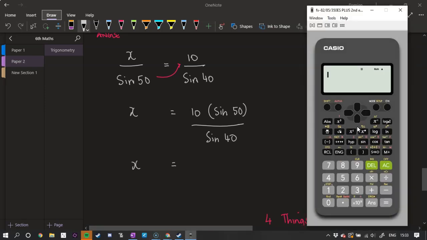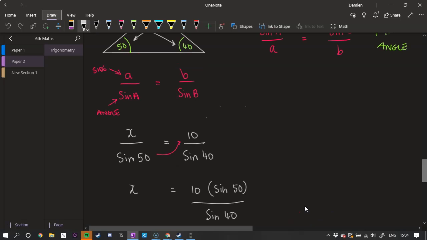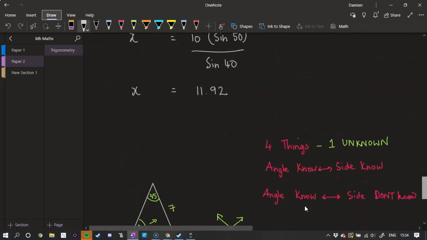Okay, so we go back to our calculator and we'll work that out. So we've got 10 multiplied by the sine of 50. That's going to give us equal that. And then we're going to divide by the sine of 40. And that's going to give us 11.91, so 11.92 rounded to 2 decimal places. So that gives us x, 11.92.